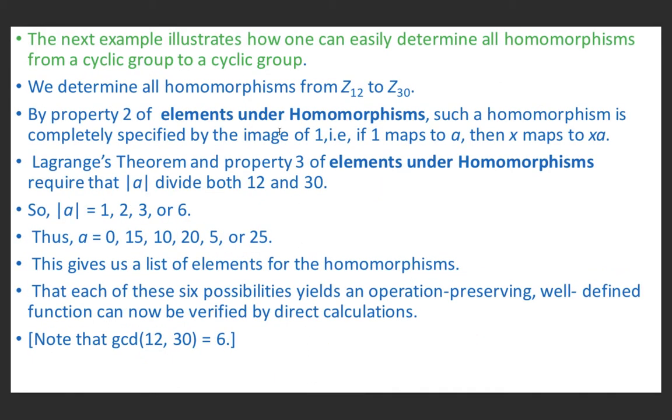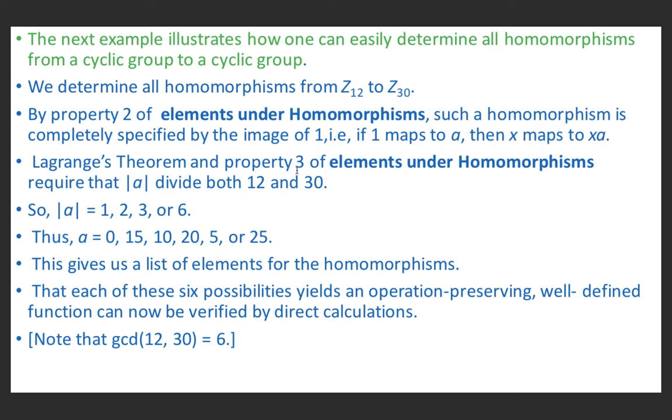The next example illustrates how one can easily determine all the homomorphisms from a cyclic group to a cyclic group. We determine all the homomorphisms of Z12 to Z30 by property 2 of elements under homomorphism, which we studied in the previous lecture. Such a homomorphism is completely specified by the image of 1. That is, if 1 maps to A, then X maps to XA.